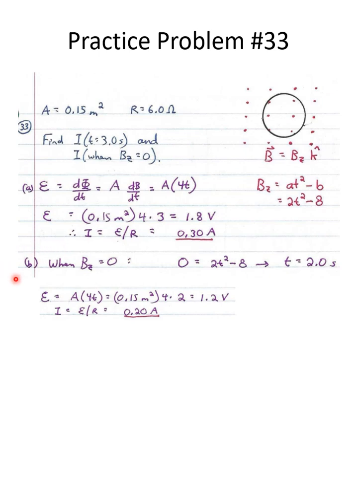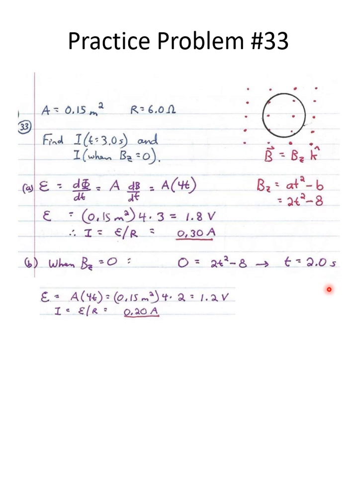The second question asks to find the current when the magnetic field in the Z direction is 0. Well, up here to the right, it gives the equation for the magnetic field, the Z component, 2t squared minus 8. So let's solve for when that's 0. 0 equals 2t squared minus 8, and then time equals 2 seconds. That's the time it happens.